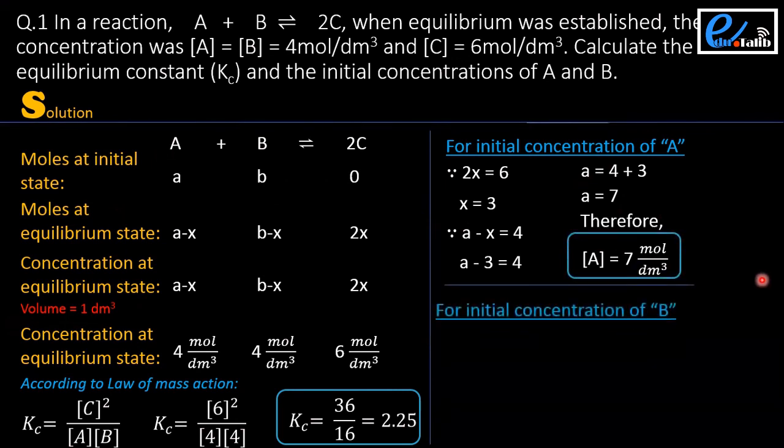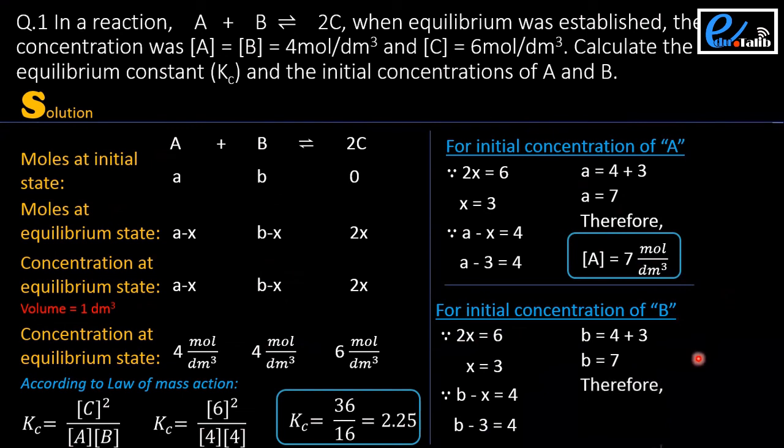Now for the initial concentration of B, the value of x is 3 and b minus x is equal to 4 by the same logic, and we can now calculate the value of b. This is 7. Volume is 1 dm cube for the whole reaction, so therefore the concentration of B at initial state would be 7 moles per dm cube.